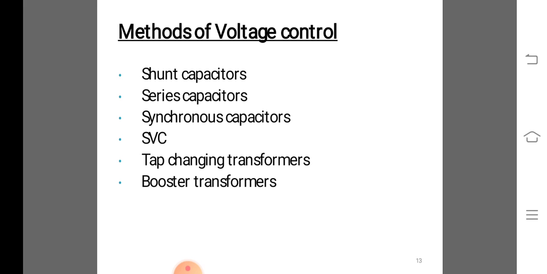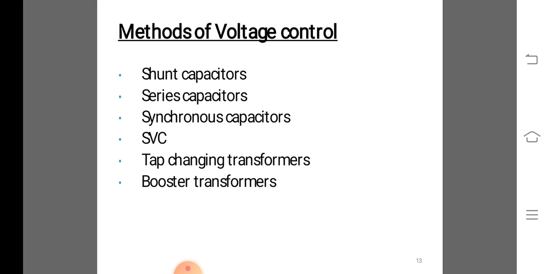Come, let's go with the series capacitor, the second classification. Here the capacitors are connected in series with the line. The main aim is to reduce the inductive reactance between the supply point and the load. The major disadvantage of the method is that whenever short circuit current flows through the capacitor, protective devices like spark gaps and nonlinear resistors have to be incorporated.